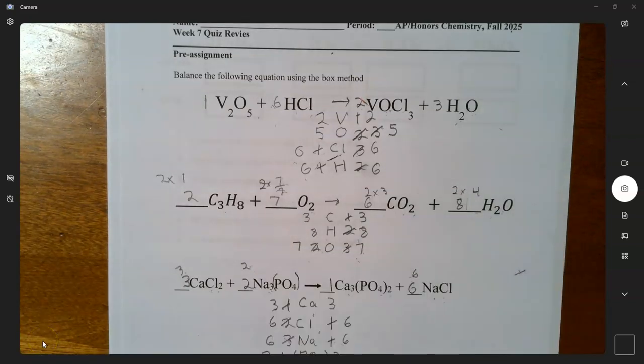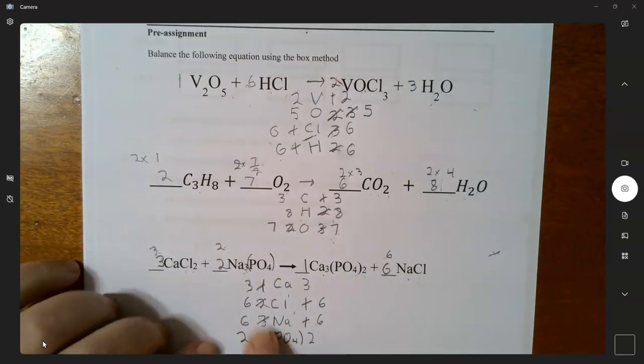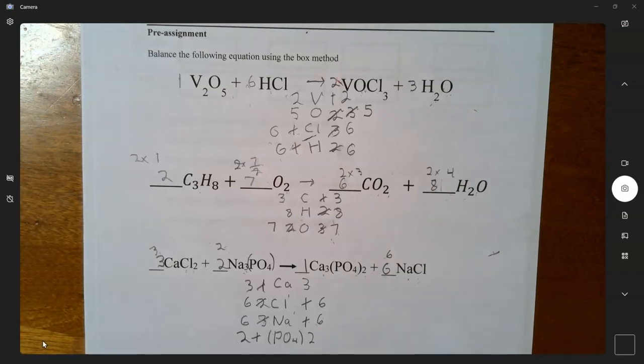Okay, if you'd like to use the box method, you're welcome to do that. You can come in for tutoring. Let me get this on screen, a little bit off screen there. Okay, there you go. Everything balances. Use the box method if you'd like. I'm not going to show it here.